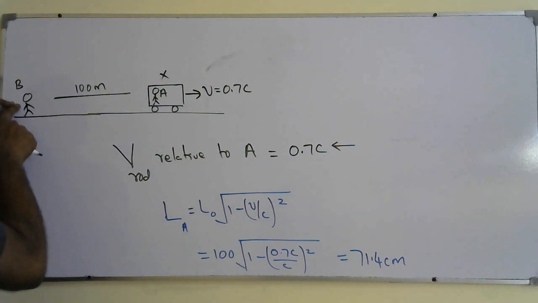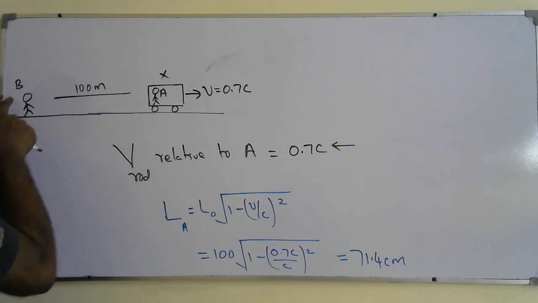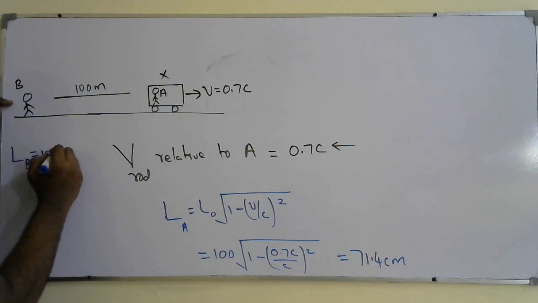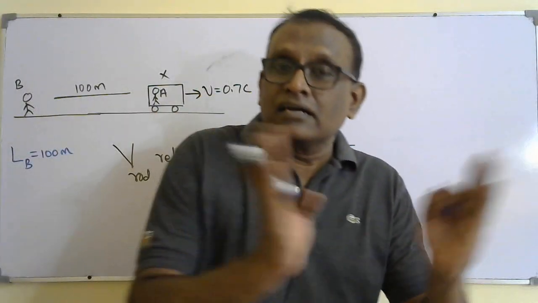But when B measures the length of the rod, B is at rest relative to Earth, and the rod is at rest relative to Earth. So the rod is at rest in the frame of reference of B. B will measure the length of the rod as 100 meters. No change, he will say, but A will say the length has decreased.